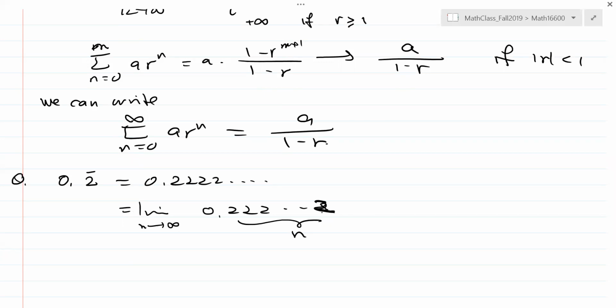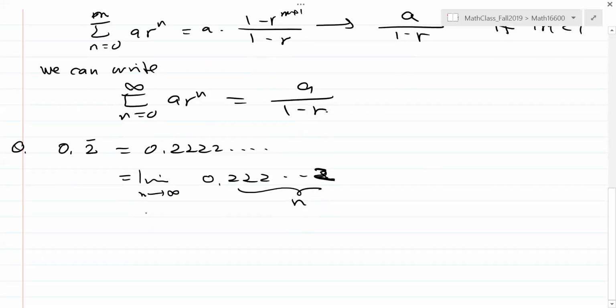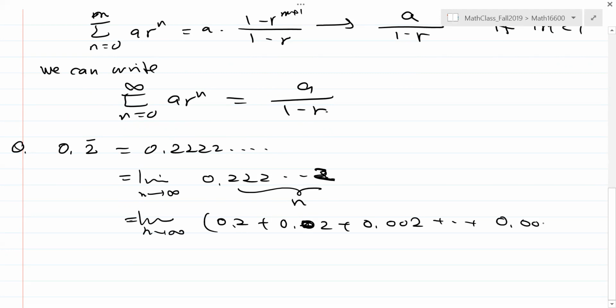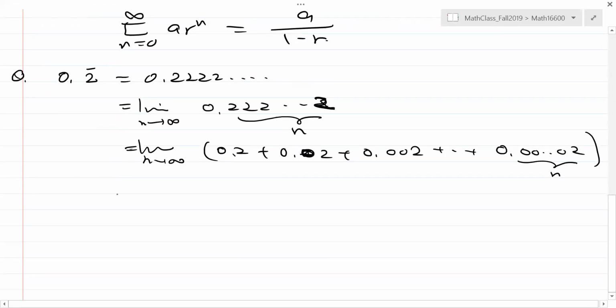Okay, a sequence of numbers. The nth term is going to be this number with the n 2s. But this one is going to be viewed as 0.2 plus 0.02 plus 0.002 all the way to the nth term, okay, you have n terms, right? So you get a series.